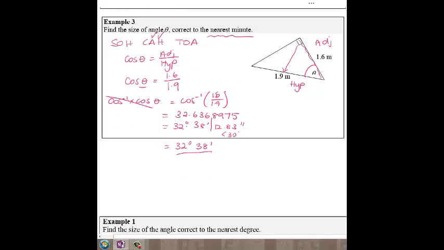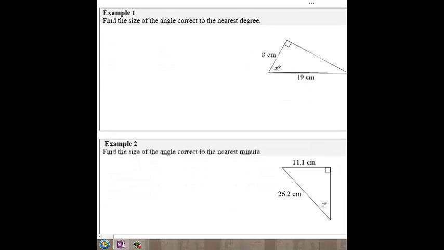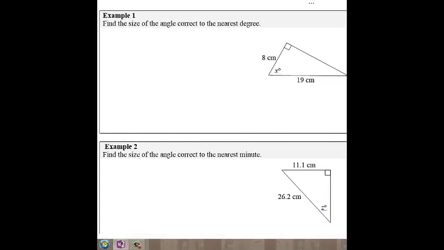Now what I've got for you guys is two questions that you can do on your own to see how you go. Do these two questions and I'll go over the answers in class. So good luck.